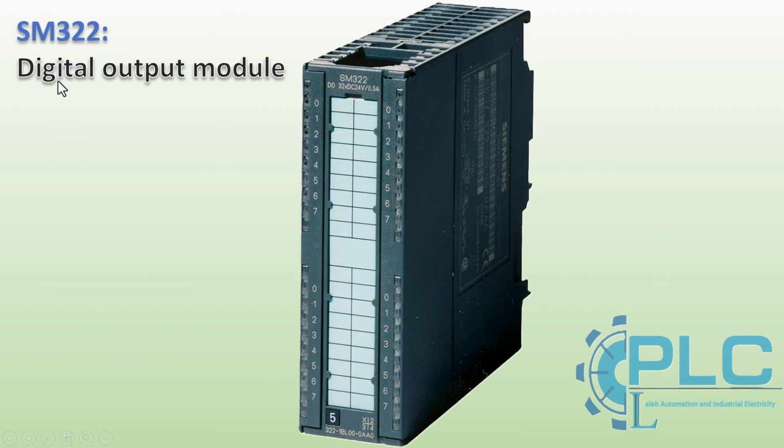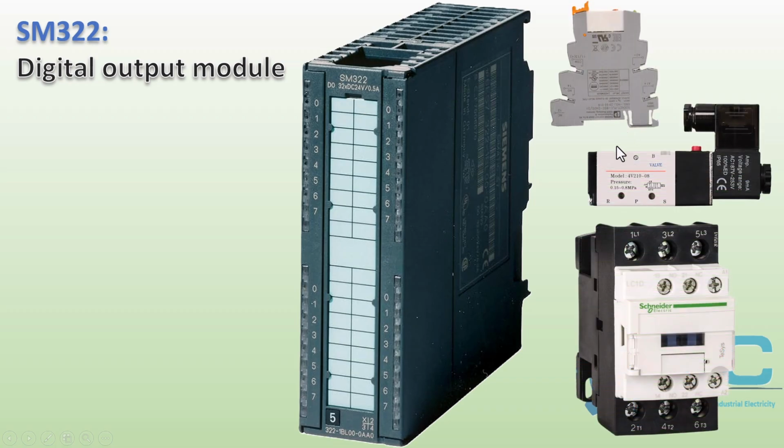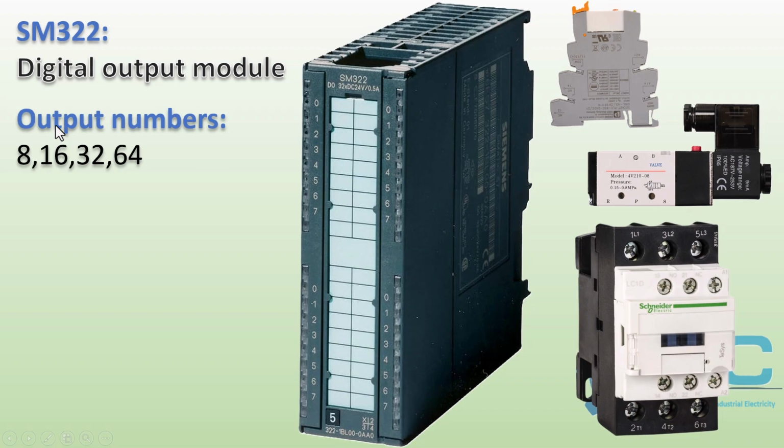SM322 Digital Output Module. The SM322 is a digital output module in the S7-300 PLC series. It allows the PLC to send control signals to field devices such as relays, solenoid valves, contactors, and indicator lamps. This module plays a critical role in industrial automation by switching connected devices on or off based on the PLC's logic.